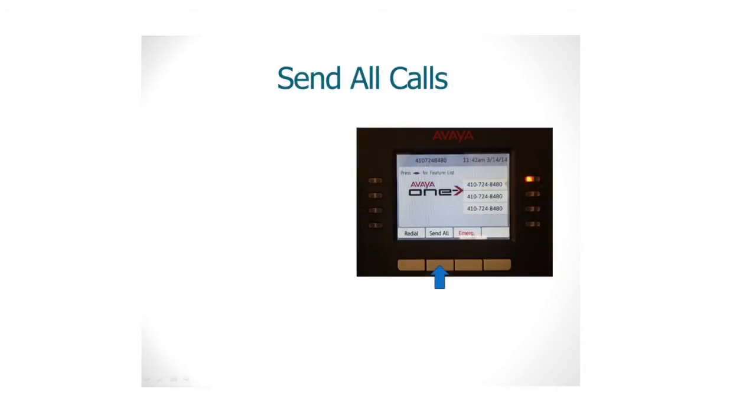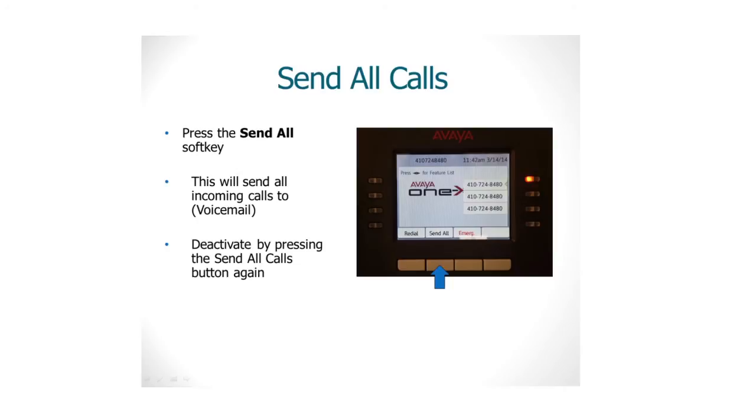There are also times when you don't want to be disturbed. In this case, you can make all incoming calls go automatically to your voicemail. In order to do that, simply press the Send All soft key from the main screen of the phone. From that point on, all incoming calls will automatically go to your voicemail. To deactivate the feature, simply press the Send All soft key again.